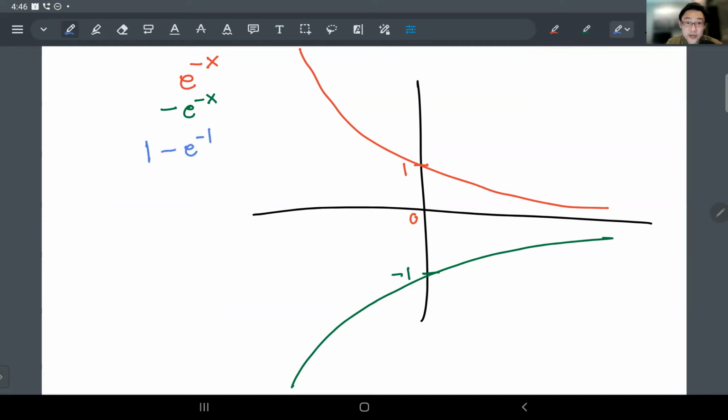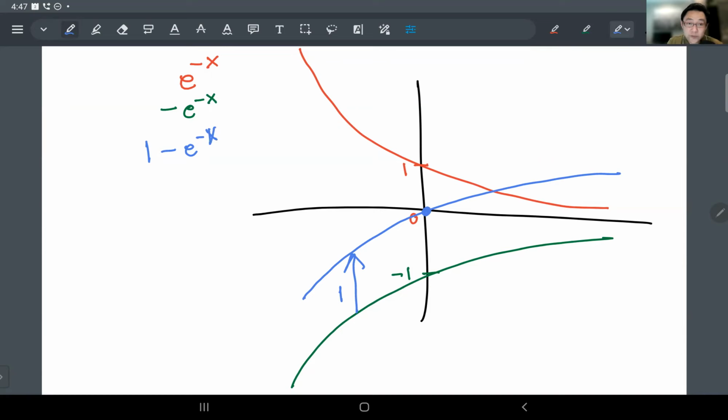When you add 1 to it, what does adding 1 mean? You just lift the whole green function up by 1. So you lift this whole thing up by 1. From -1, you're going to hit (0, 0) right there. Cool. All right. And now this is the characteristic of the function that we want.